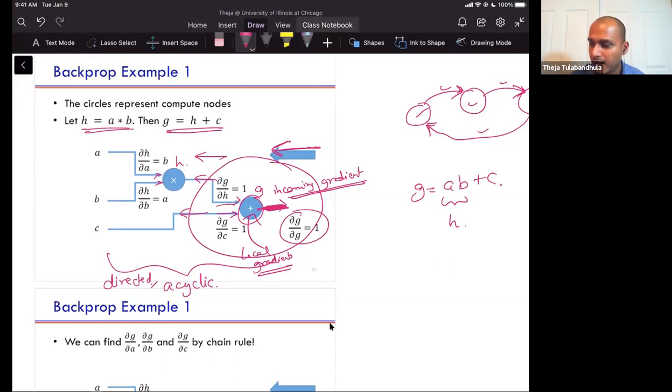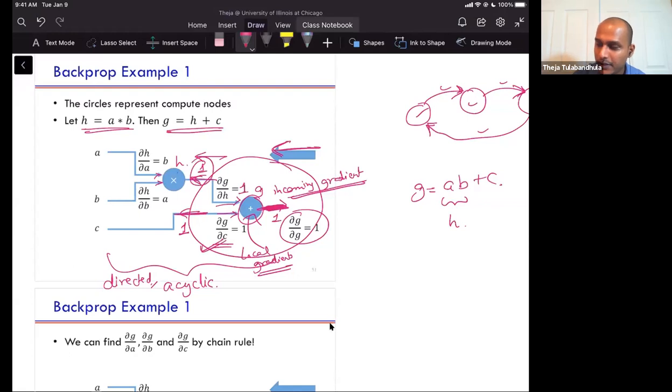So if you start with 1 and local gradient is 1, if you multiply those two, whatever gradient I need to pass here is also equal to 1, and whatever gradient I need to pass here is also equal to 1. Okay, so gradient of g with respect to c is equal to 1. That's one of the answers. We already have it. Now I passed 1 back.